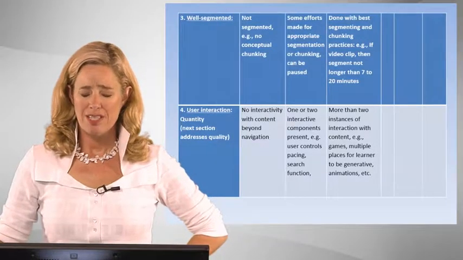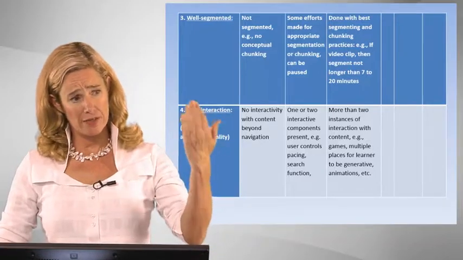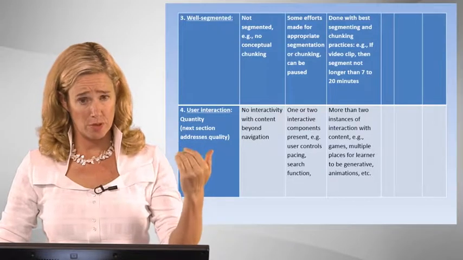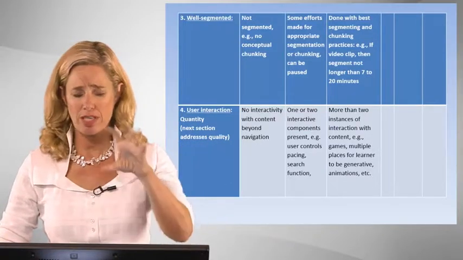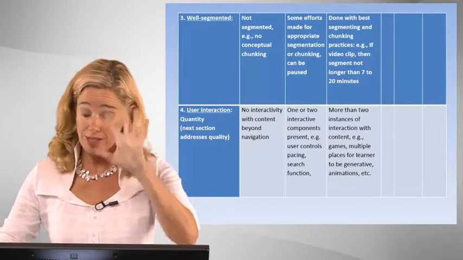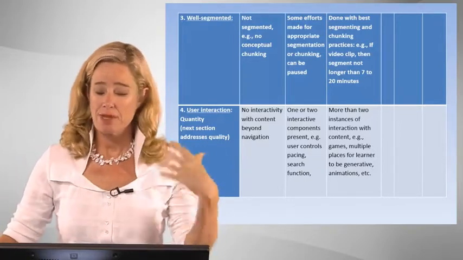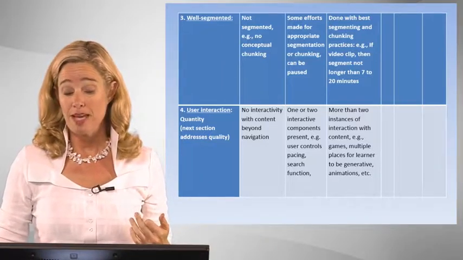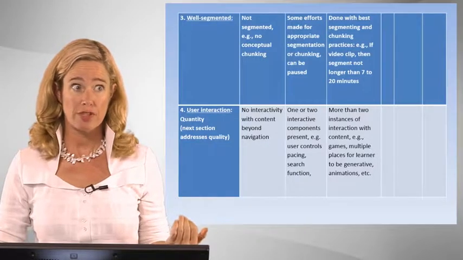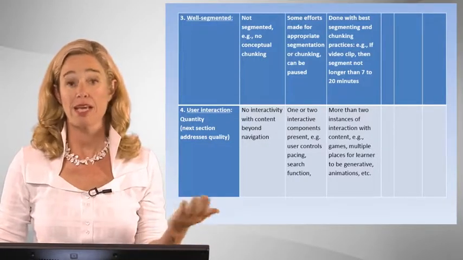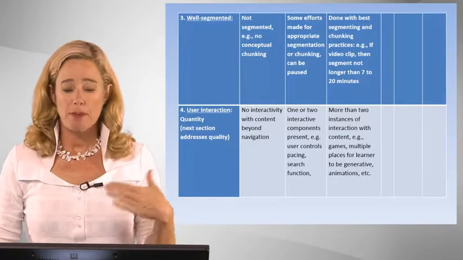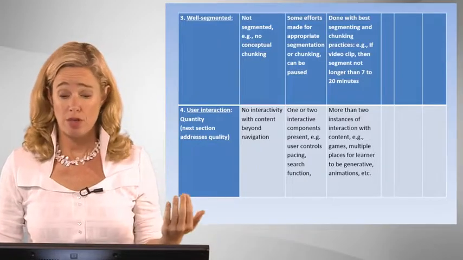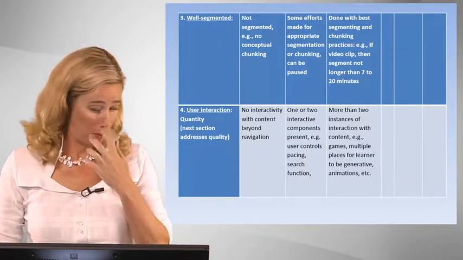Well segmented. This is hard to describe. And actually at the back of this, I'll have a glossary that describes what I mean by these things, and sometimes articles that people can go look up for more information, because I just can't put everything here in this one 2-page rubric. I was trying hard to keep it 2 pages. If it's not segmented at all, there's no conceptual chunking, that would get a 0. Some efforts have been made for appropriate segmentation. For example, the module can be paused and people can think about it. That would get a 1. If it's done with the best segmenting and chunking practices, then it would get a 2. So for example, you would never want a video clip to go longer than 20 minutes.